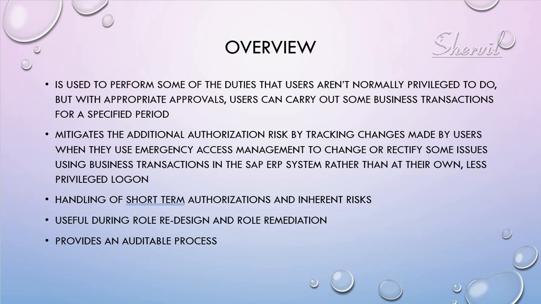With the periodic audits of the usage and logs, what it basically does is mitigate the additional authorizations risk by tracking changes made by users when they use emergency access management provision, which means to change or rectify some issues using business transactions in the SAP system. Instead of using their own access, they use the emergency, higher level access, because their own access is basically less privileged, right?